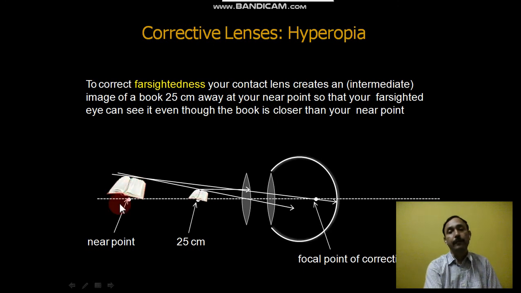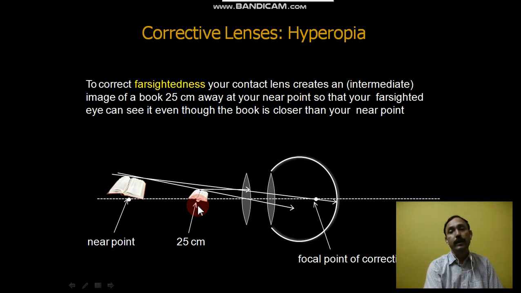How? This is the near point. So this is the contact lens we have used. Now after refraction, it is coming in this direction. If we extend, it is here. So to correct farsightedness, your contact lens creates an image of a book 25 centimeter away. That means the image is, this is the near point. So it is produced 25 centimeter away.